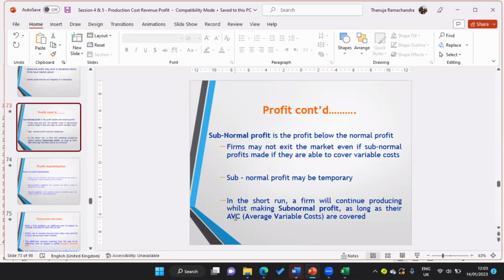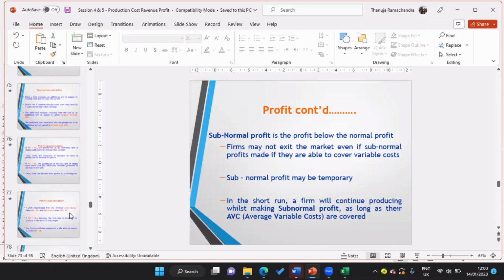Price is for 1 unit, no? So 30 rupees is given as the price. So now you have to calculate the average variable cost and see whether it is higher than the price. If it is higher than the price, we can't survive. Price should be enough to cover the average variable cost, at least. Then only, even if we make subnormal profit, we can survive, right?